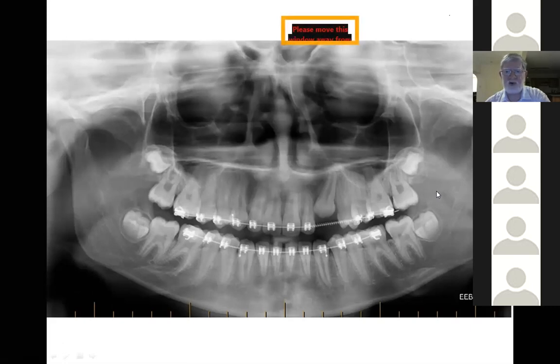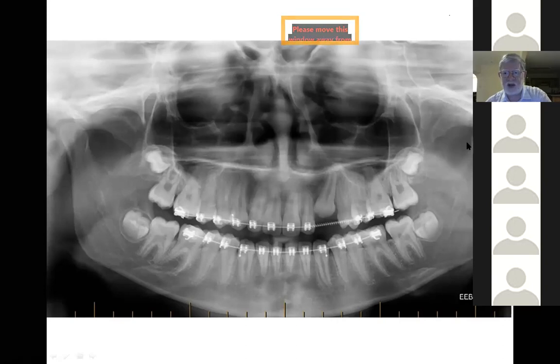And looking at him today, everything is off, and the orthodontist has achieved a beautiful result. He's in class 1 molar occlusion, class 1 anteriorly, that canine's nicely done.